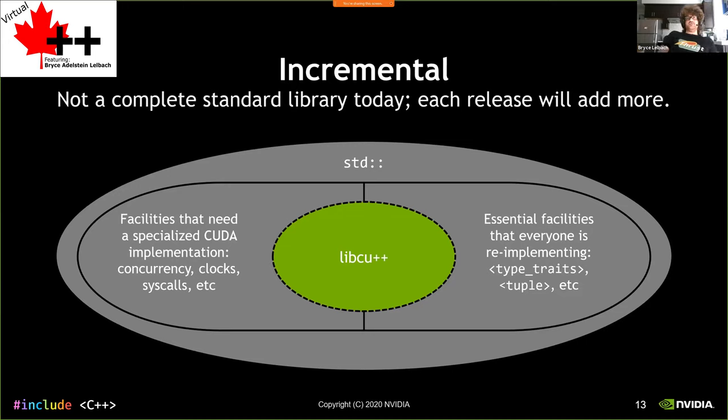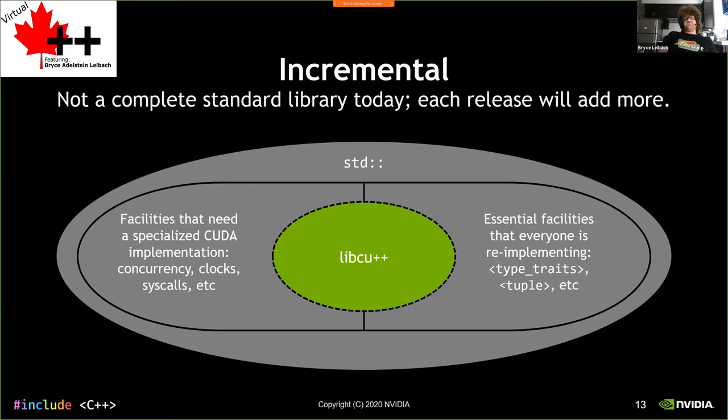And then the final property is incremental, which is just our way of saying that not everything in the standard library is in libcu++ today. Each release, we plan on adding more and more features. Our focus on features is primarily two categories. The first is facilities that need a specialized CUDA implementation. So things that expose platform-specific facilities like concurrency, clocks, syscalls, I/O, etc. It's non-trivial to implement those. There's a different implementation on a GPU than what you'd do on a CPU.